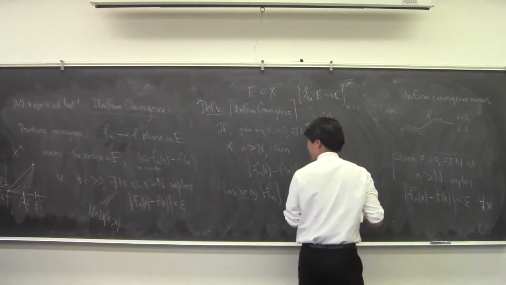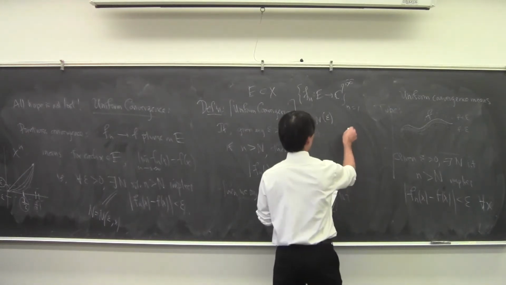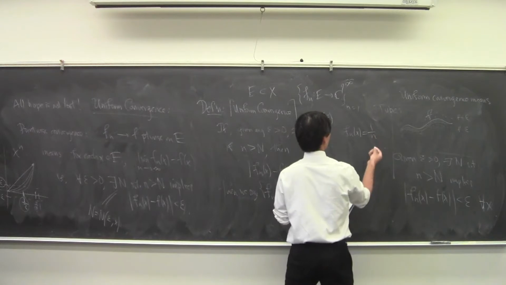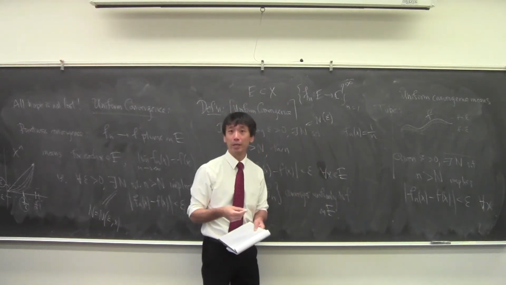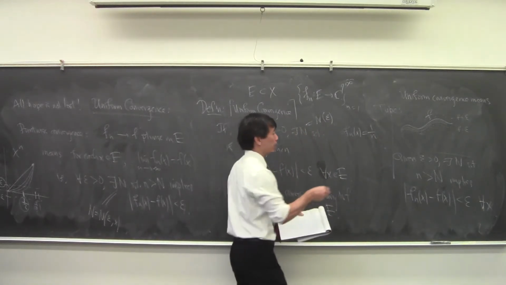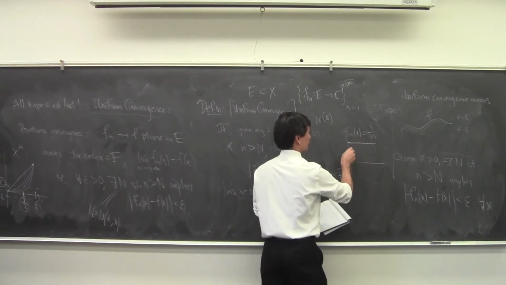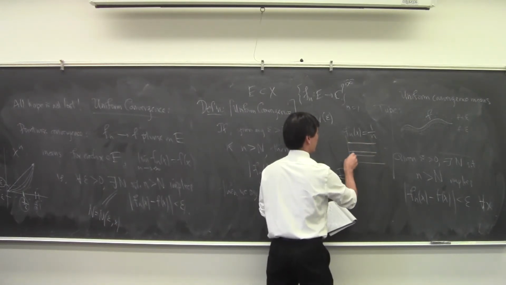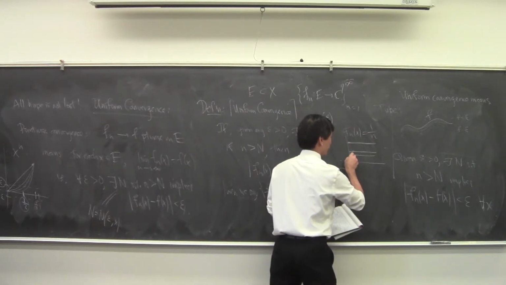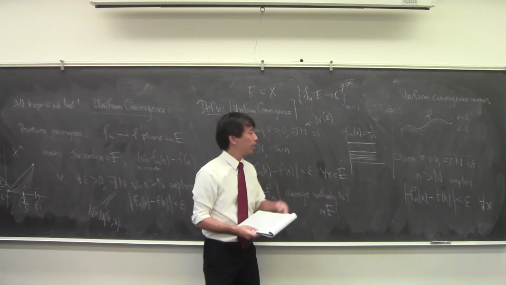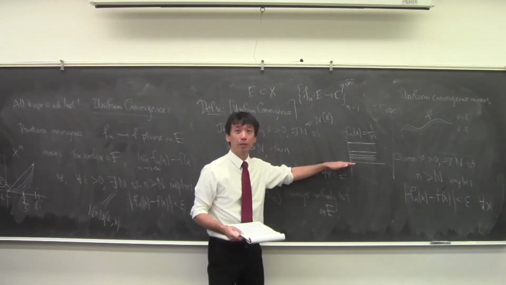The picture you want to keep in mind, maybe a simple example, would be f_n equals 1 over n. So here my first guy is 1, my second guy is a half, my third guy is a third, my fourth guy is a fourth, a fifth, etcetera. They converge to 0.